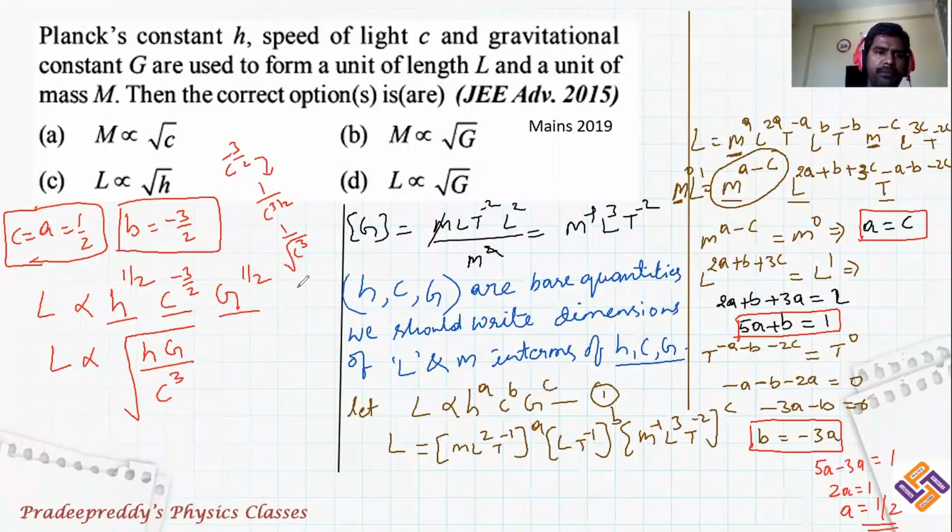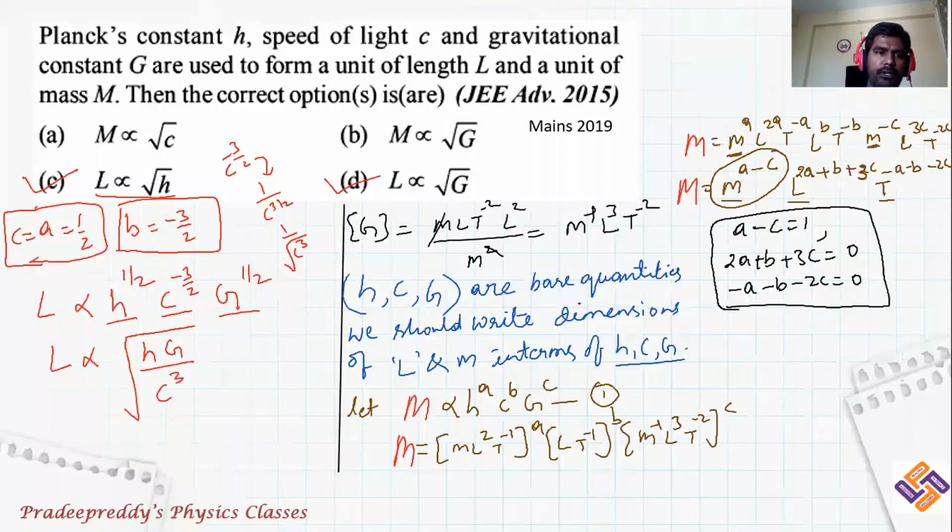Now check the options. L is directly proportional to root h. This is correct. Next, L is directly proportional to root g. This is also correct. So option C and option D are correct. Next, you should check M. In order to check M, you should use the same procedure and find out dimensions for M also. So that is left to you. You need to cross check that and check which of option A or option B is correct. In case of M, simply take M instead of L.